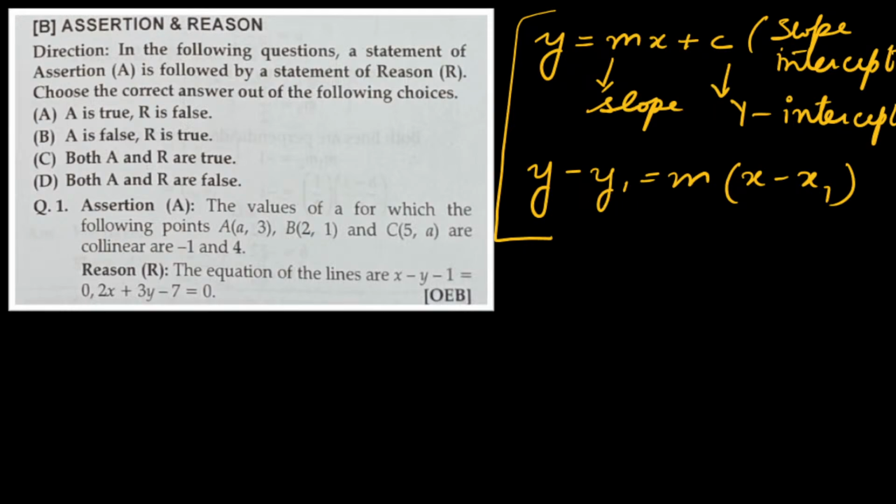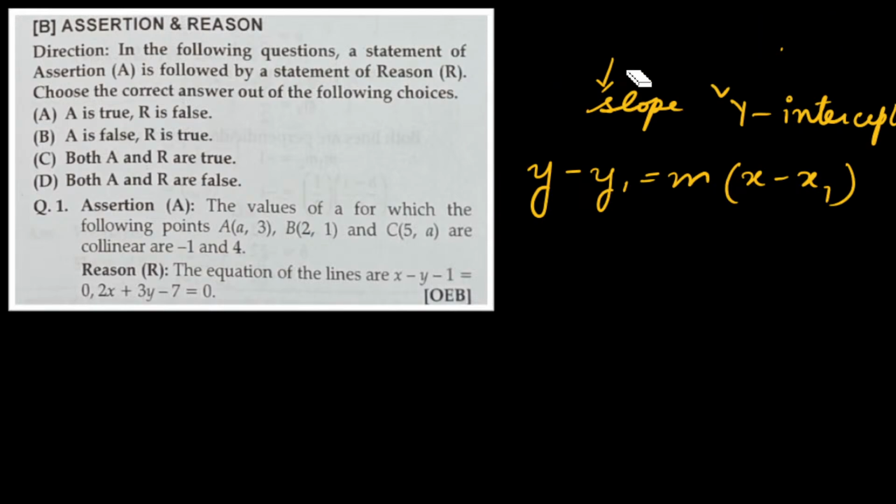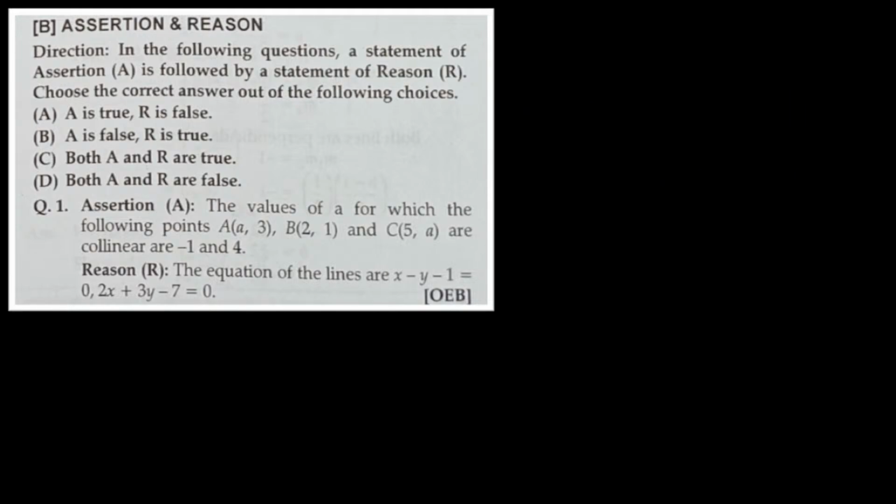The first option for these questions, like the next few questions, is A is true, R is false. Second option, A is false, R is true. Then option C, both A and R are true. Option D, both A and R are false. So let's see what is the assertion statement. What is given to us in the assertion statement?